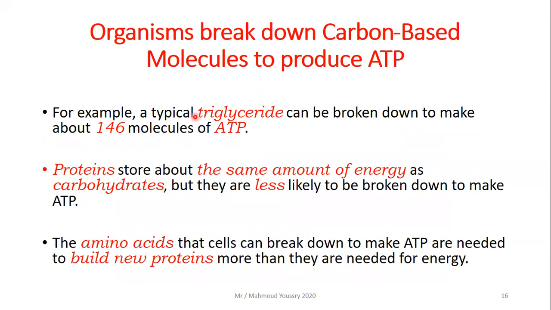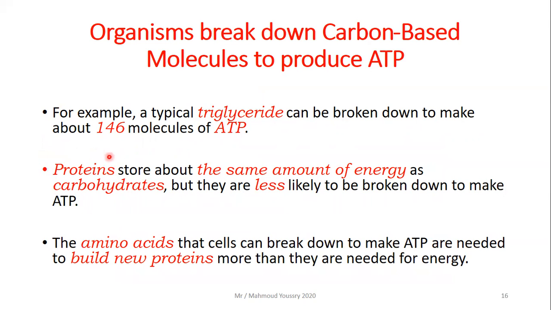For example, a typical triglyceride can be broken down to make about 146 molecules of ATP. Proteins store about the same amount of energy as carbohydrates, but they are less likely to be broken down to make ATP.